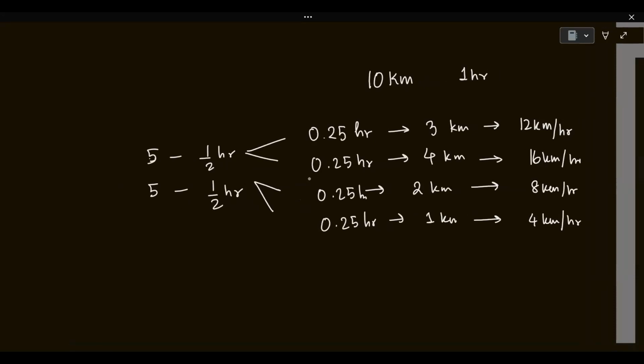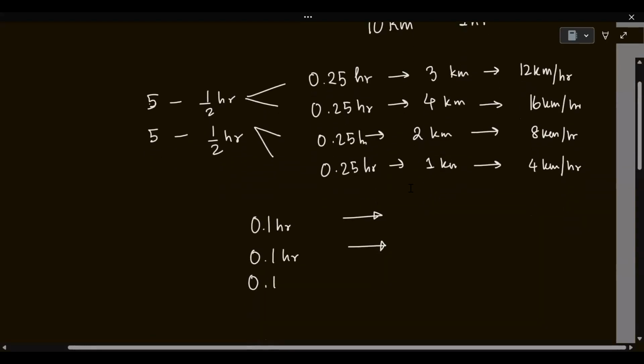I know for the first 1/4 of an hour, he was traveling at 12, then 16, 8, and 4. The average of all of this is how much? This is actually 10 kilometer per hour, but it gives us a better picture of how the body was traveling. If I do this even further, like for 0.1 hour, the first 10th of an hour, 0.1 hour, 0.1 hour, I will get even more accurate values. Yes or no, guys? Do you understand the flow of the concept here?